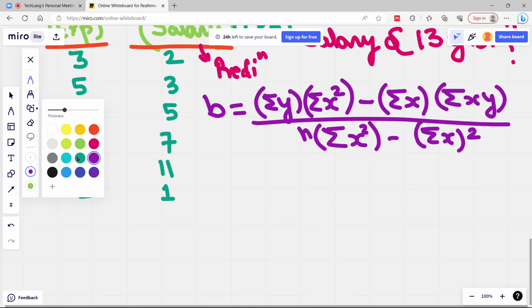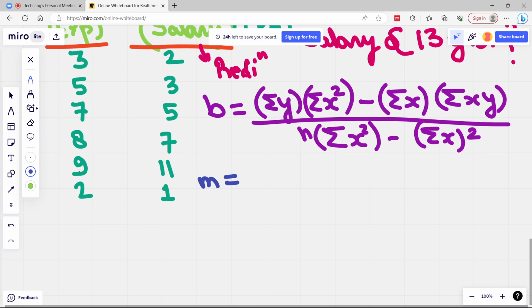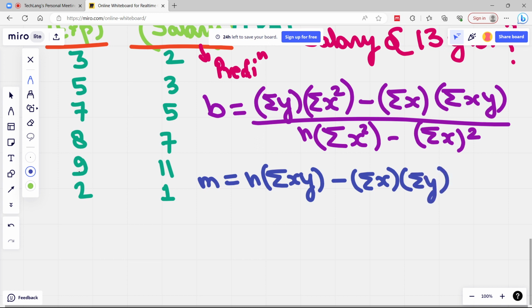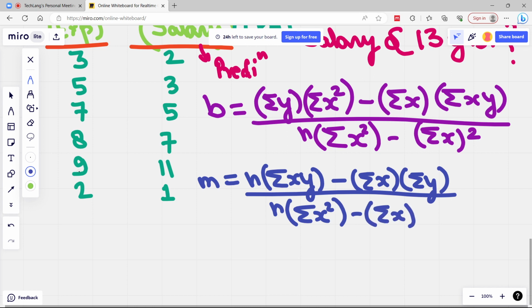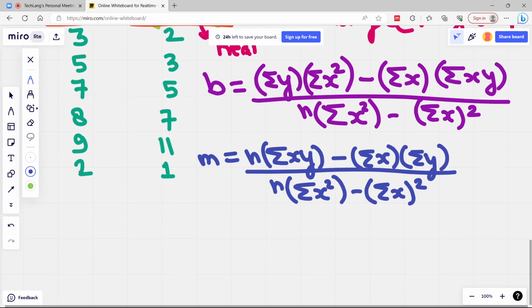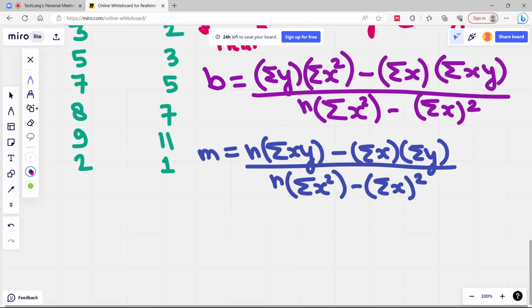Now the second formula is m is equal to n times sum of xy minus sum of x into sum of y. Divide by n times sum of x square minus sum of x whole square, the denominator would be the same, and we will get the actual value. Now what is this formula?